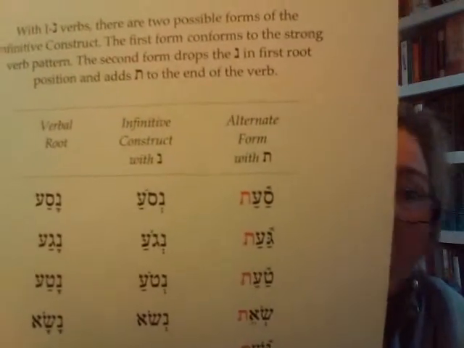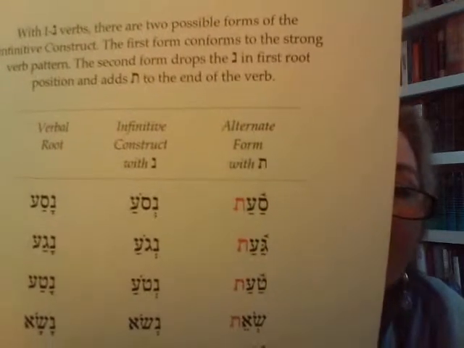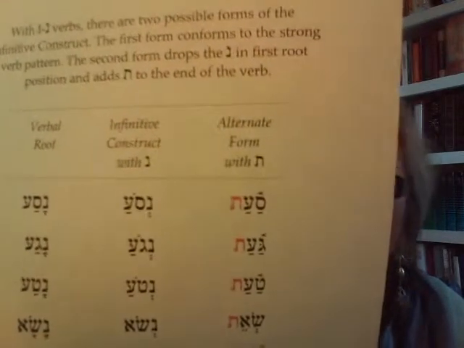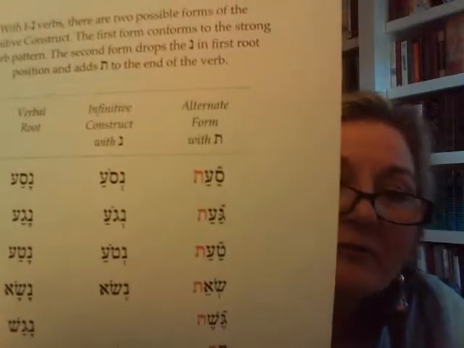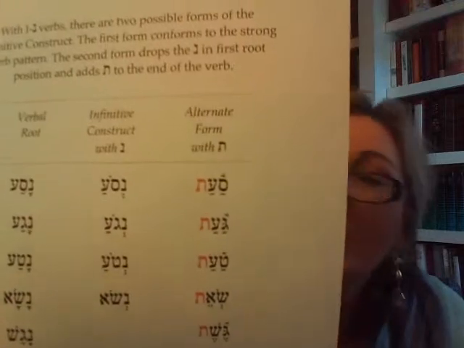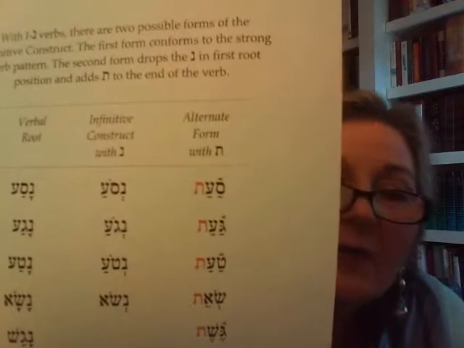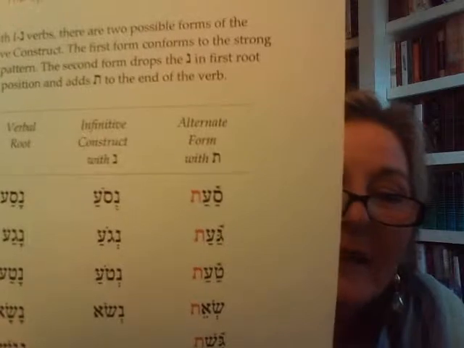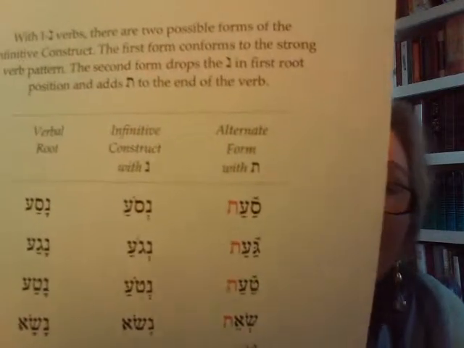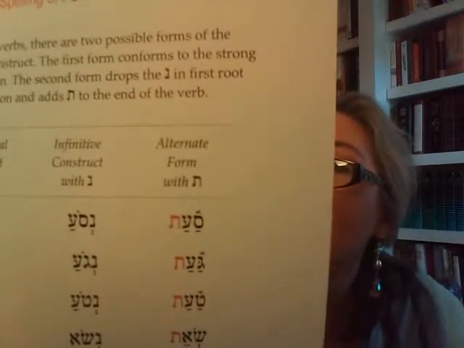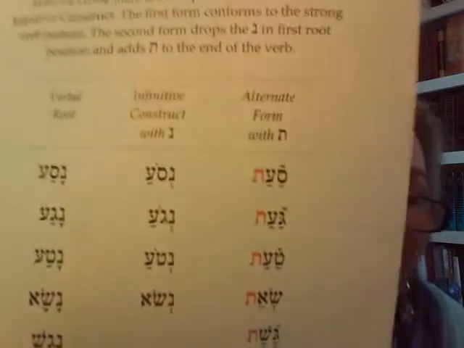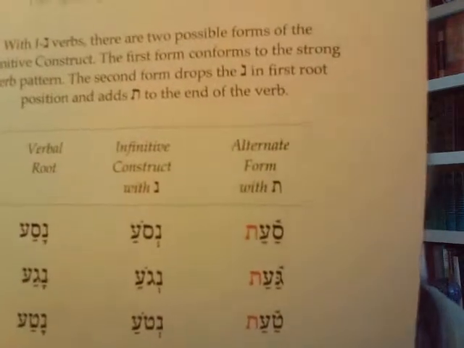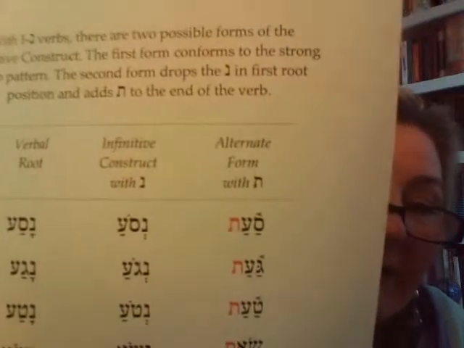You've got your verbal root, nasa. Then with the infinitive construct, it's naso, and then you have the alternate form with the tav, and you're going to find this alternate form so frequently. Look at this, naso, and then seth. Those look nothing alike. So again, you're going to have to know your vocabulary and be able to try out some ideas here.